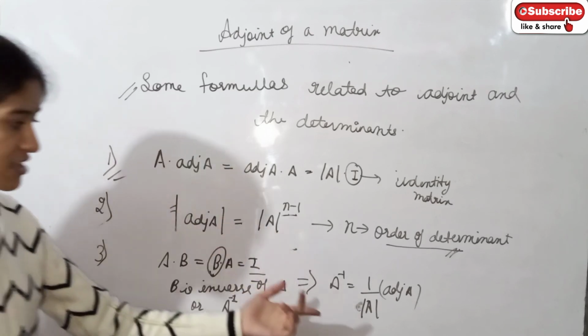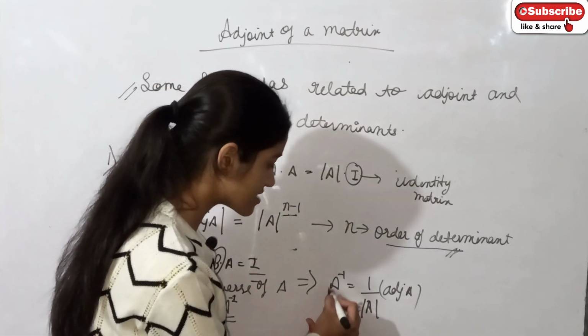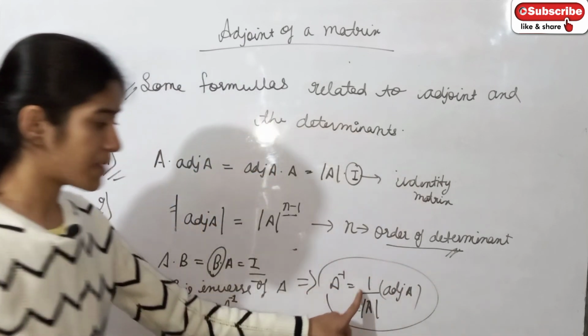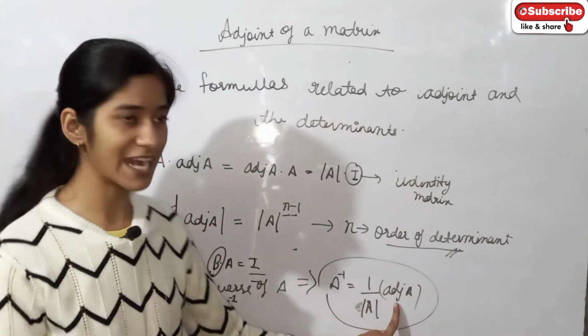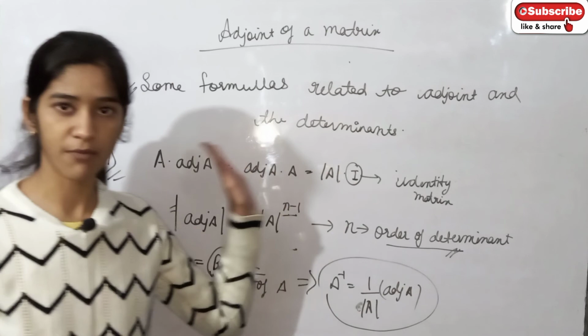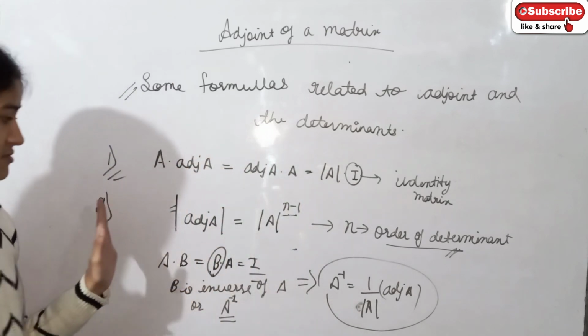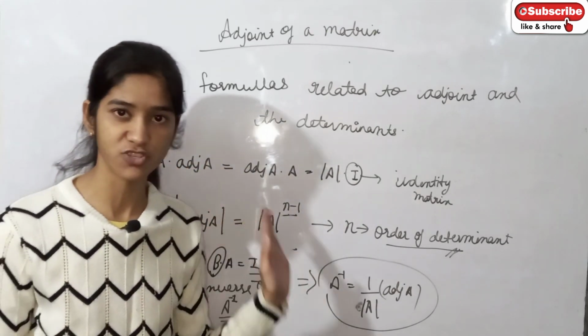And how to find the value of the inverse? We can easily use this concept: 1 by mod determinant of A multiplied with adjoint of A. So this is all about the formulas and relations between the determinants and adjoint of a matrix.